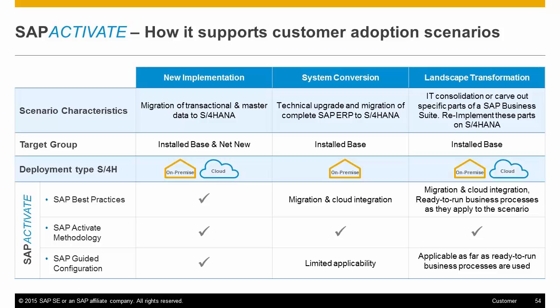Finally, for landscape transformations, SAP Activate methodology fully supports the management of the project. SAP best practices and guided configuration only apply as far as the pre-configured processes are used for the re-implementation on SAP S/4HANA.